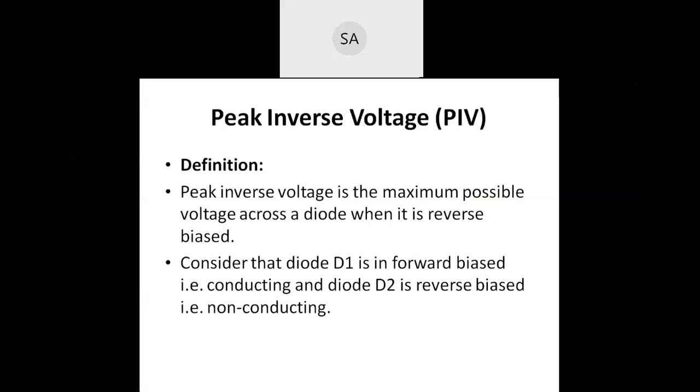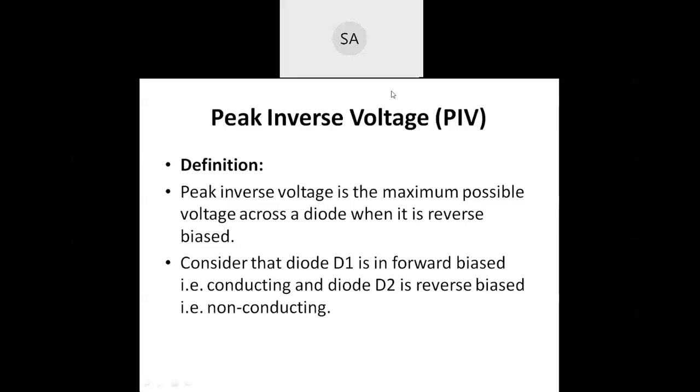And the next one is peak inverse voltage. This peak inverse voltage is the maximum possible voltage across a diode when it is reverse biased. This is what the diode can withstand in the reverse direction. Then only we can say that is the peak inverse voltage. Peak inverse voltage is the maximum possible voltage across a diode when it is reverse biased.